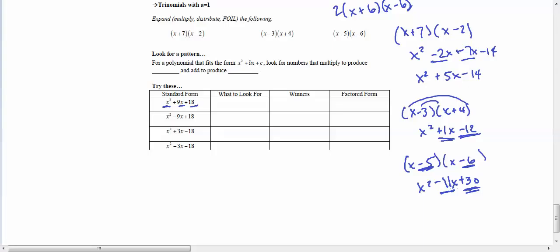I know that it's going to have parentheses like that. I want to factor this trinomial right here. I'm going to guess that this trinomial is going to have an x here and an x here. Now, what I really want to look for is two numbers that I can use that multiply out to 18.